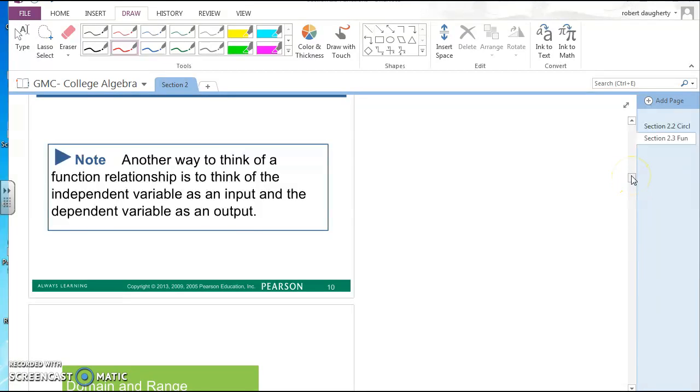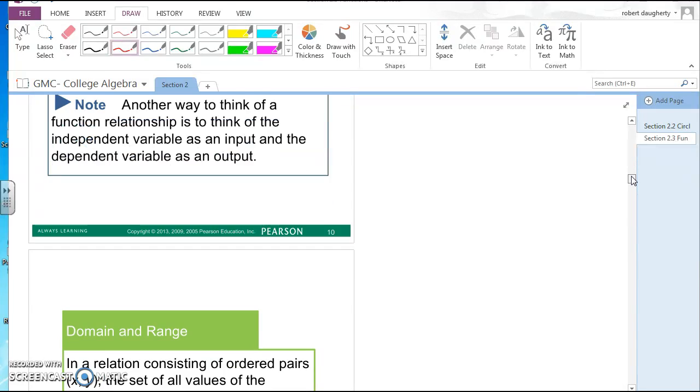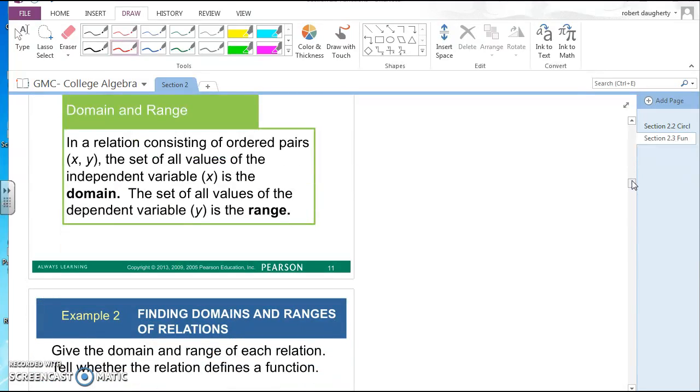So another way to think of function relationships, you may have heard this term before, independent variable, that's your input. The dependent variable is your output. So you're used to thinking of x and y, plug in an x, get a y. Another way of thinking like that is independent variable, input, dependent variable, and output. So what it means for a function is you can't have repeated inputs giving you different outputs.